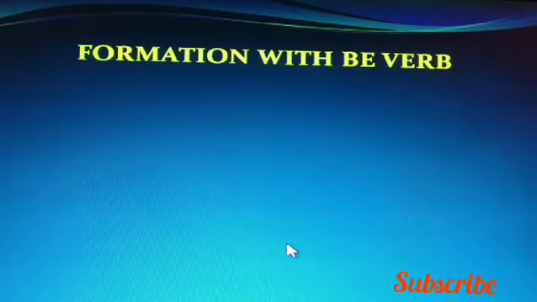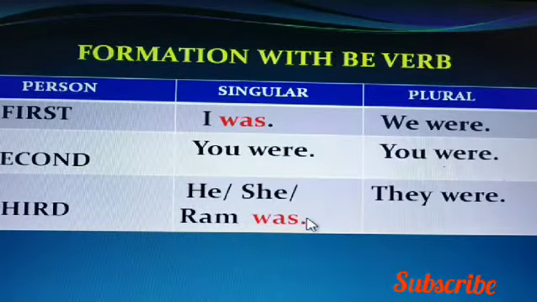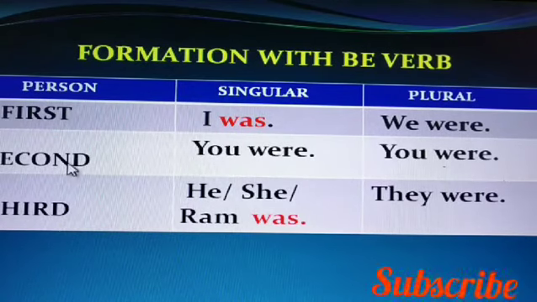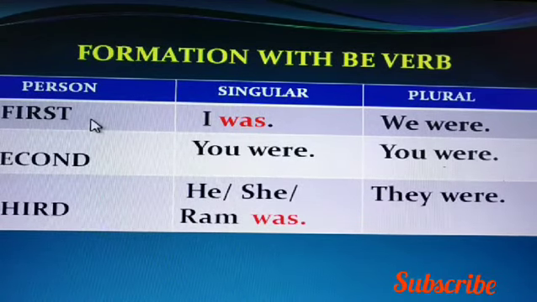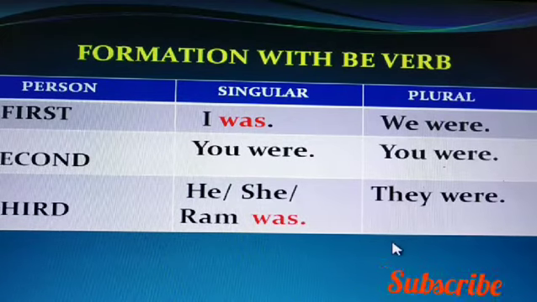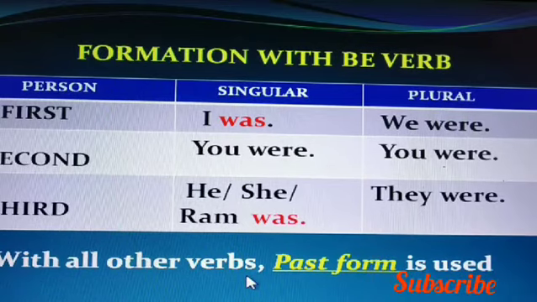Formation with be verb. Look at this chart. First, second and third person. Only first person and third person has exception. We use was. In other cases, we use were. I told it earlier. With all other verb forms, we use past form.